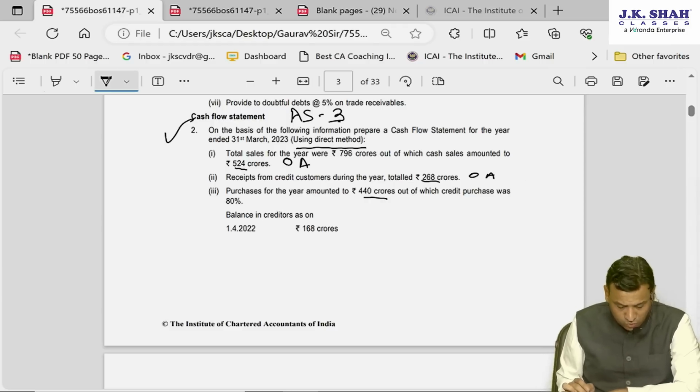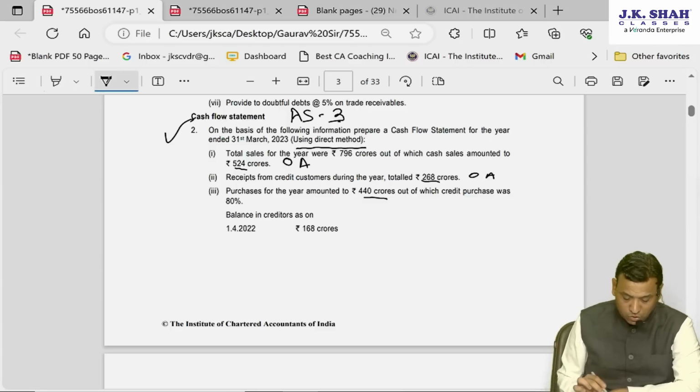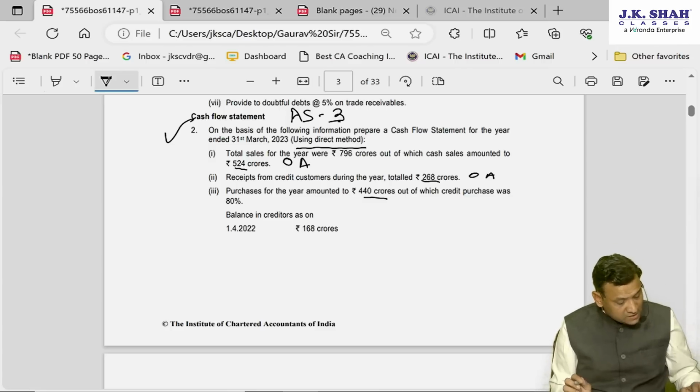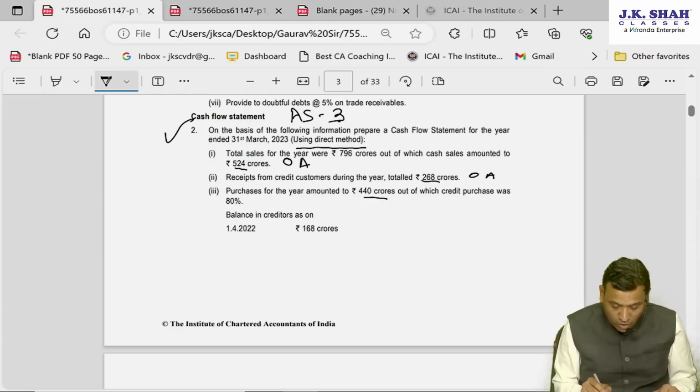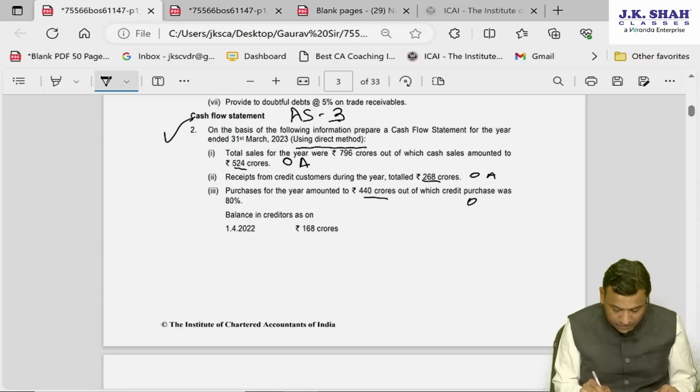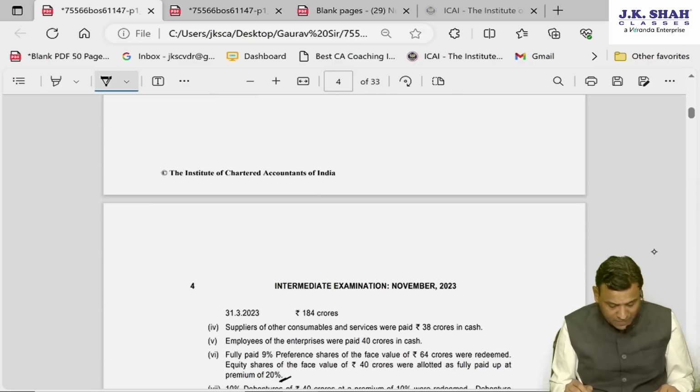Purchases amount to 440 crores, out of which credit purchase is 80%. It means how much is cash purchase, friends? 440 into 20%, which is nothing but 88 crores, will be operating activity. And they have given us balance of creditors.